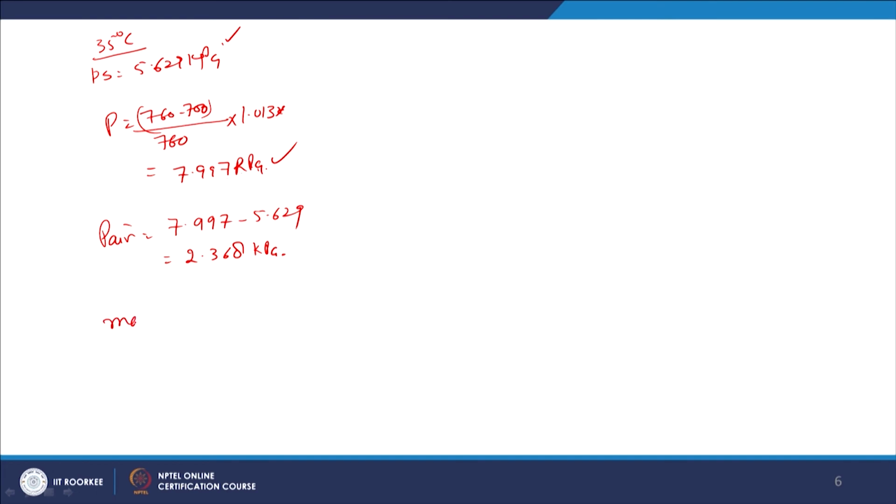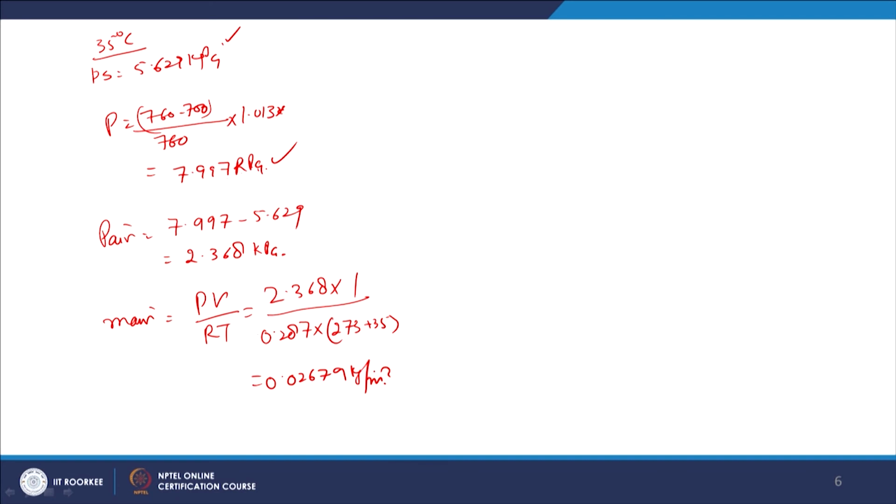So mass of the air is equal to PV over RT. Because pressure is low, it can always be considered as an ideal gas. So 2.368 into volume, we can say 1 specific volume, R 0.287, this is the value of R for air, and 273 plus 35, that is the temperature, and we get 0.02679 kg per meter cube of air.